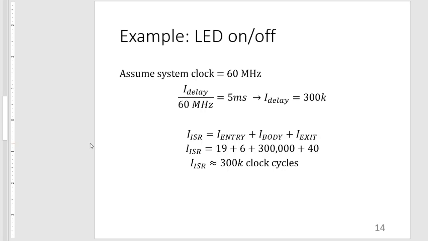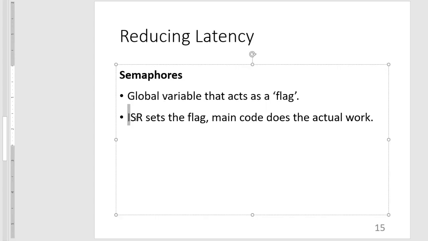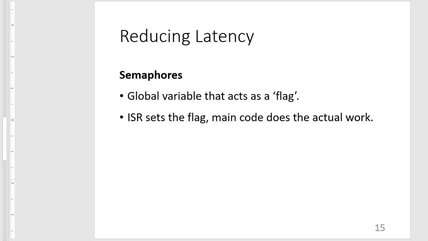So the first way we can reduce the latency is through the use of a semaphore, or in other words, a flag. If you search it online, it's just a fancy way of saying flags. So when we want to use semaphores, our ISR is relegated to just setting the flag, and then our main code would do the actual work. So how does that look?